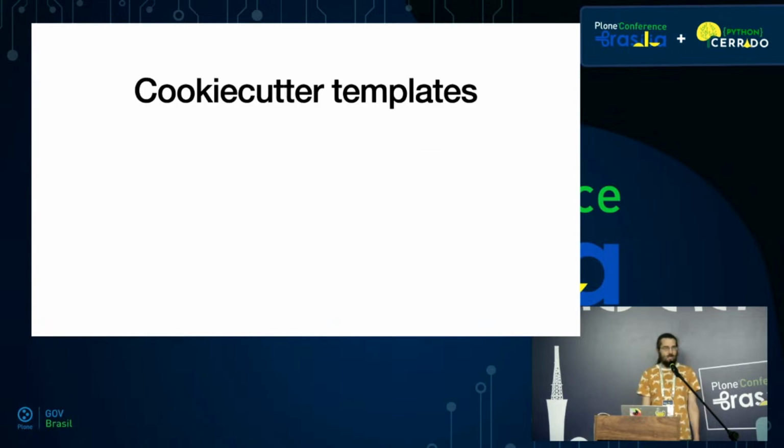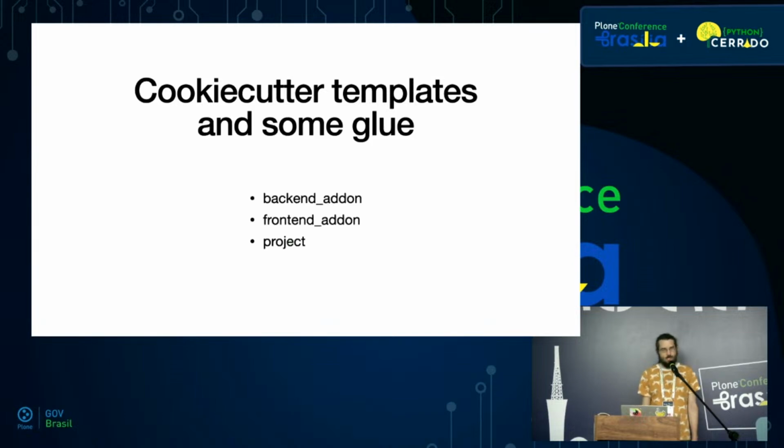It's implemented as a set of templates for cookiecutter, which is a Python tool for creating a template for a project. It's not just one template, it's several templates and some glue to make them work well together. So we have a backend add-on template, we have a front-end add-on template, so a Volto add-on, and then we have a template for a project that includes both a backend and a front-end and makes them work well together.